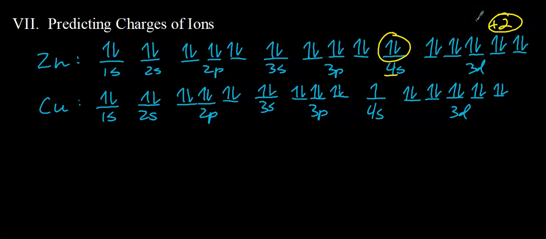Did you get this for copper? Remember, copper, one of its 4s electrons moves up to the 3d to completely fill the 3d sublevel. So copper has 1 electron in its highest energy level. It forms an ion with a +1 charge. It actually can form a second ion as well, but according to this orbital diagram, we're going to go with +1.